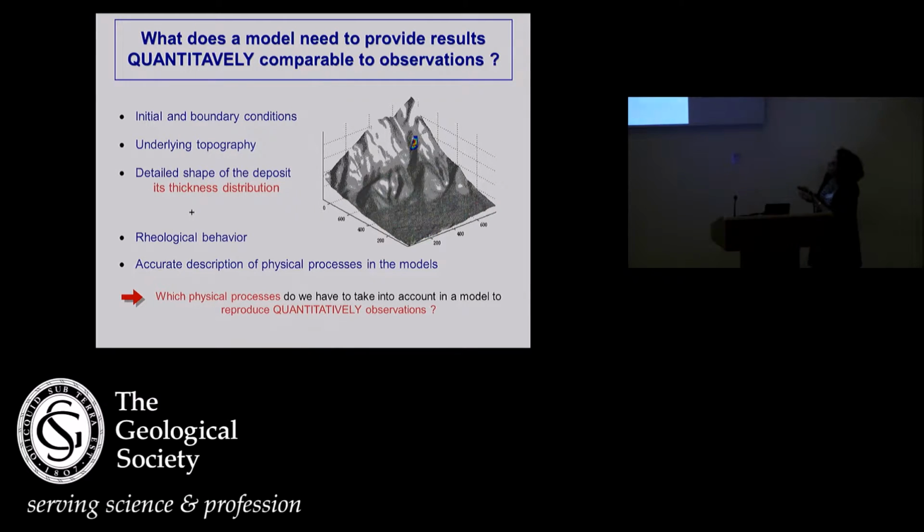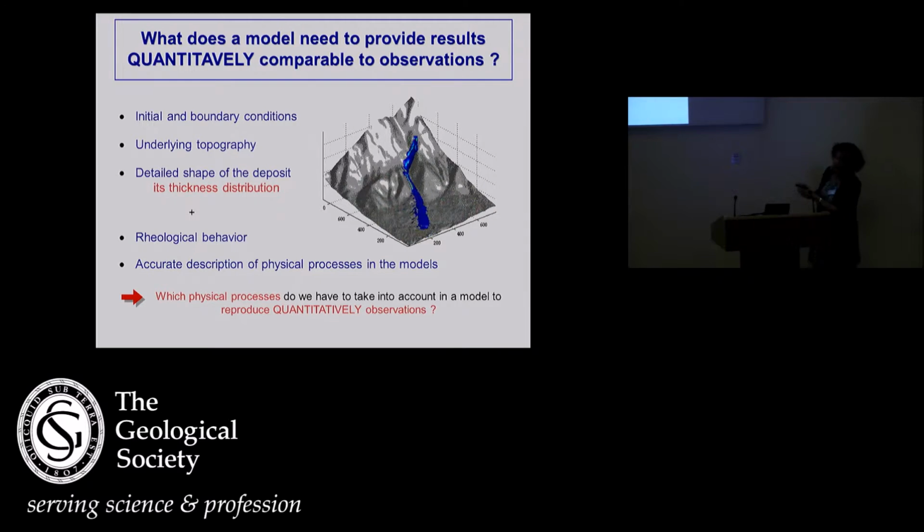And so what do we need for this? We need the initial and boundary conditions. So here, what is the release mass? How long does it take to be released? Boundary condition means, for example, do we have some erodible material on the slope or not? We need the underlying topography, which means we have to define digital elevation models. And I will show that it's very important to have the detailed shape of the deposit, and in particular, the thickness distribution of the deposit.